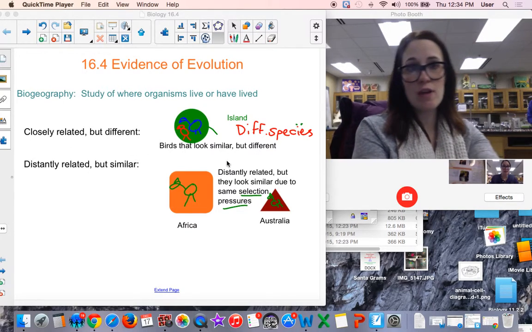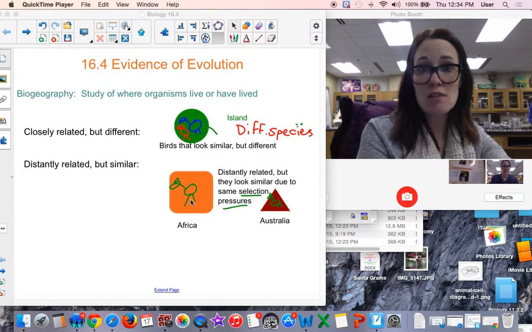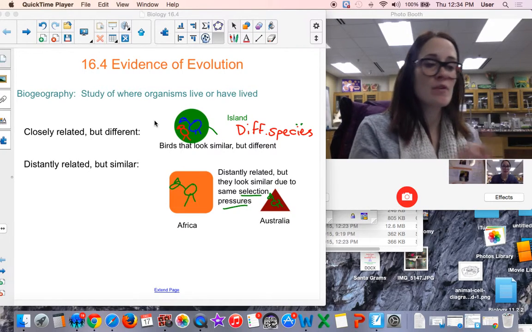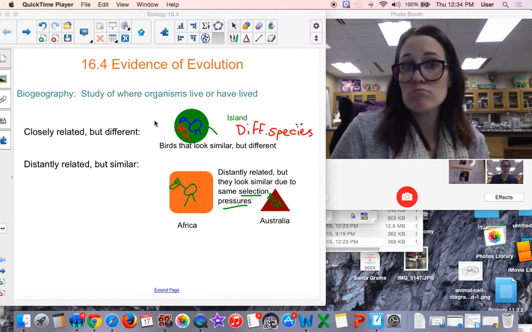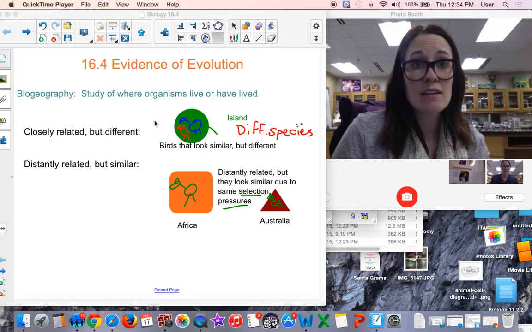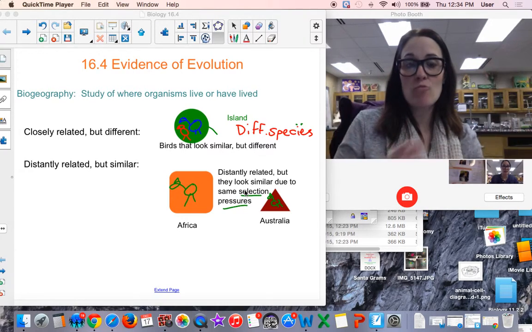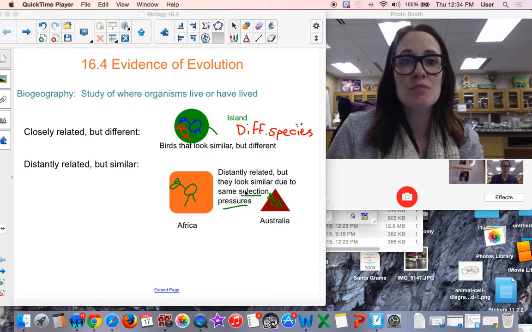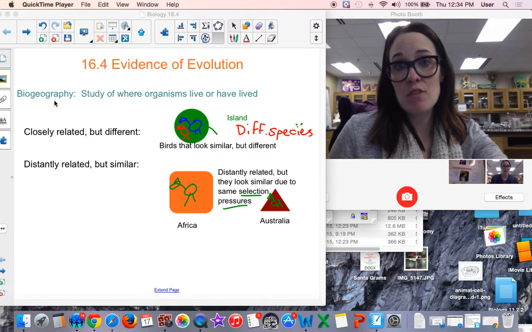You also have situations in the world in which animals look similar. Here's one in Africa, here's one in Australia. Like I remember in the last notes I talked about the rhea, the ostrich, and the emu. They look similar, but they're distantly related. The reason they look similar is that the continents in which they were raised have the same selection pressures, essentially the same kind of habitat, which makes them look the way they look.